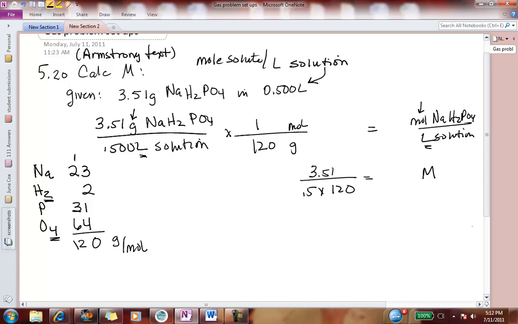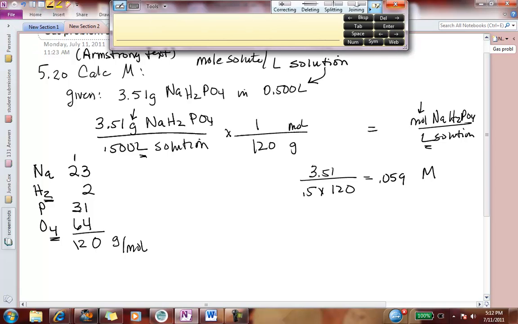But I am going to do one other thing once we have this finished. 3.51 divided by 0.5, enter, and then divide that by 120. Okay, so I got 0.059, and I'm going to leave that in 2 significant digits. I'm sure the book wanted 3.